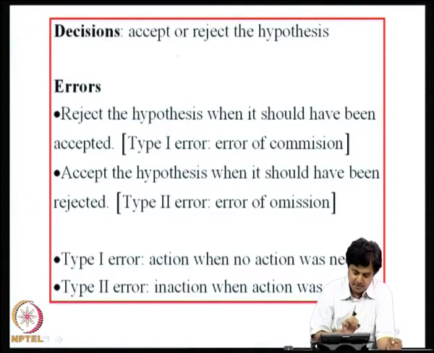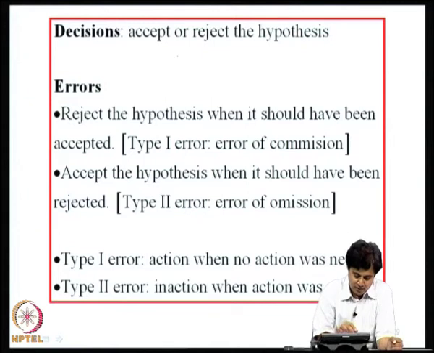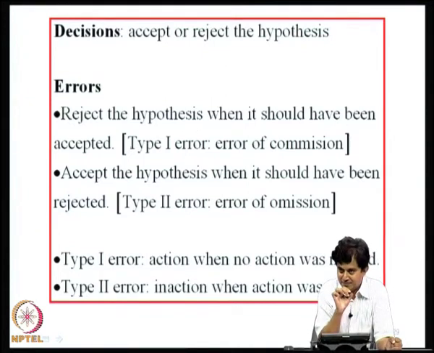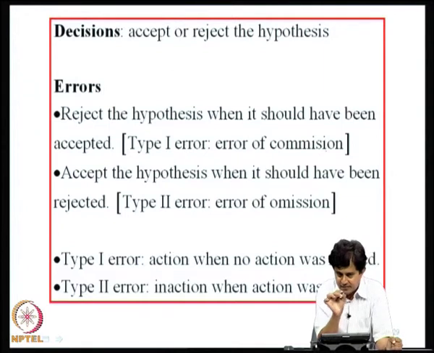Now, the errors in making the decisions. We may reject the hypothesis when it should have been accepted. This is known as type 1 error, it is error of commission. The actual differences that you observe are due to random fluctuations, but you think they are due to systematic causes and you stop production. So you are making an error, that is known as type 1 error.